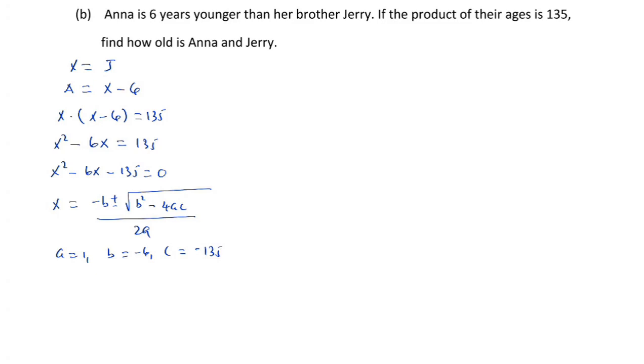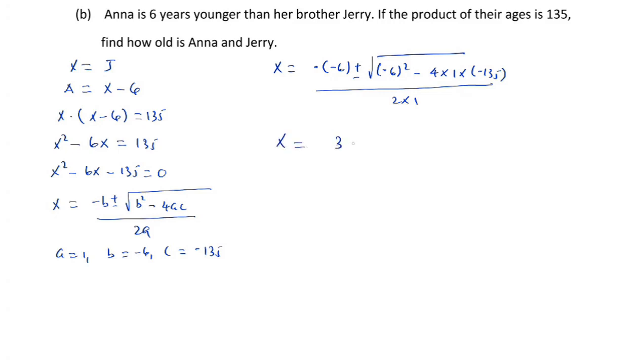Okay, so let us just substitute these values in our formula. We are going to have x equals negative (negative 6) plus or minus the square root of (negative 6) squared minus 4 times 1 times (negative 135), all over 2 times 1. Okay, so computing these values, we are going to have x equals 3 plus or minus 12.